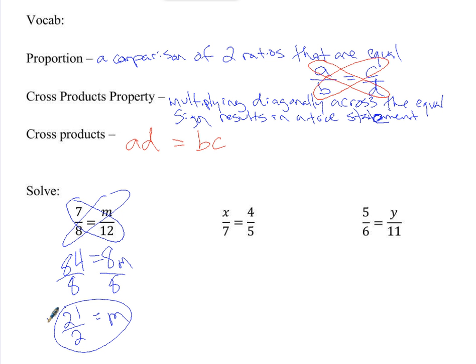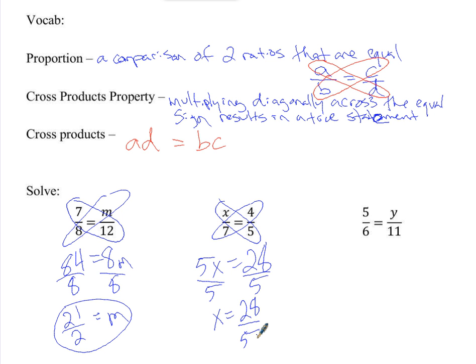So what should I do on the second one? So what do I get when I cross multiply? Well, I like doing the x times 5 first. So 5x equals 28. Okay, now what? Divide everything by 5. And we get x equals 28 fifths. That one does not reduce, so that's our answer.